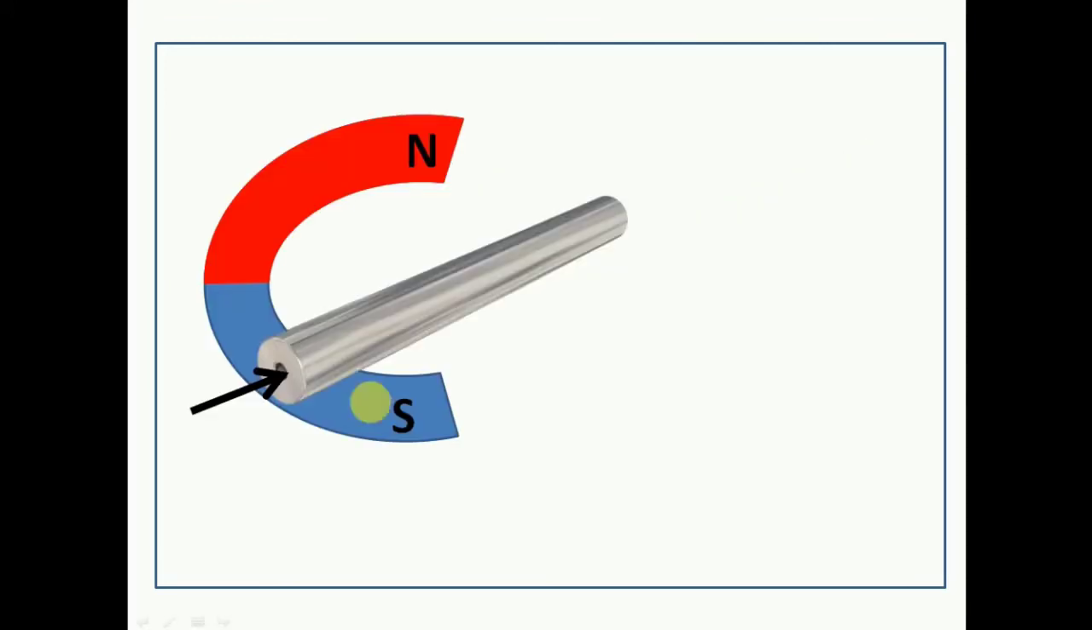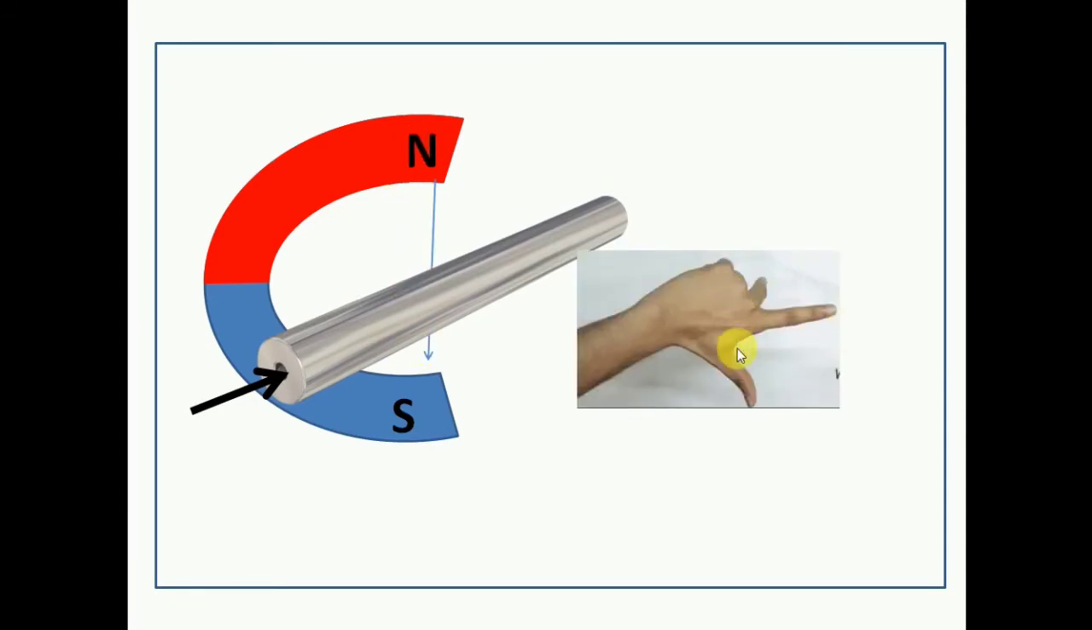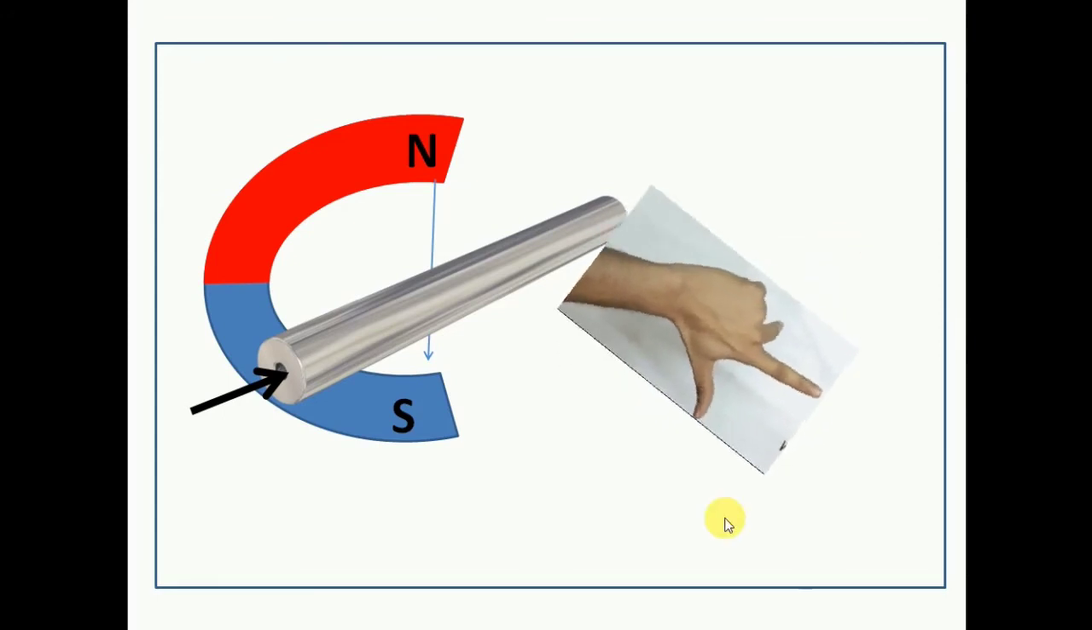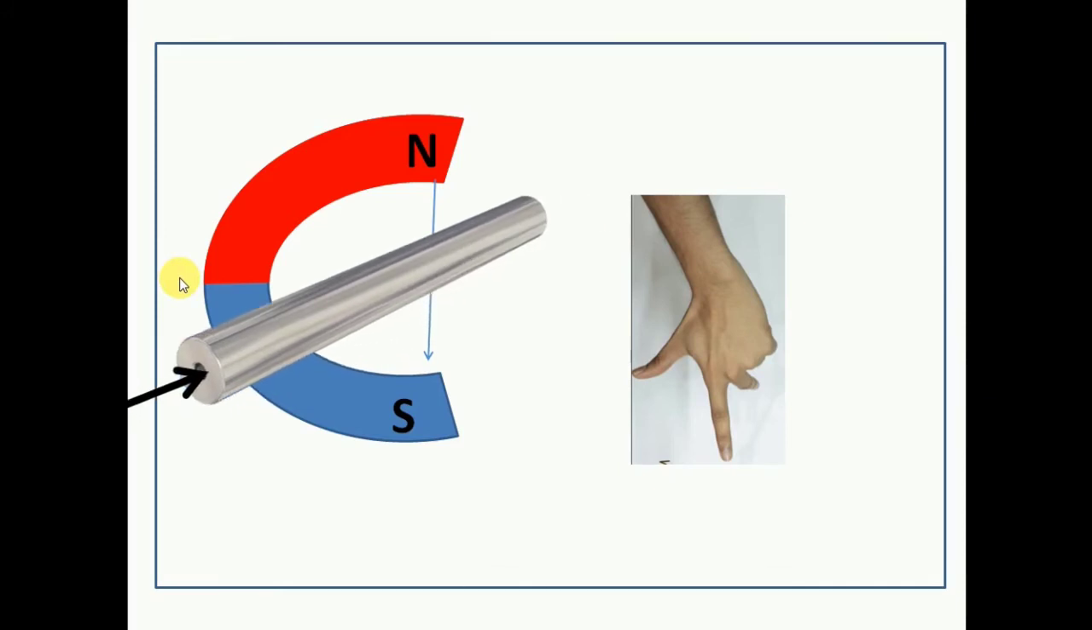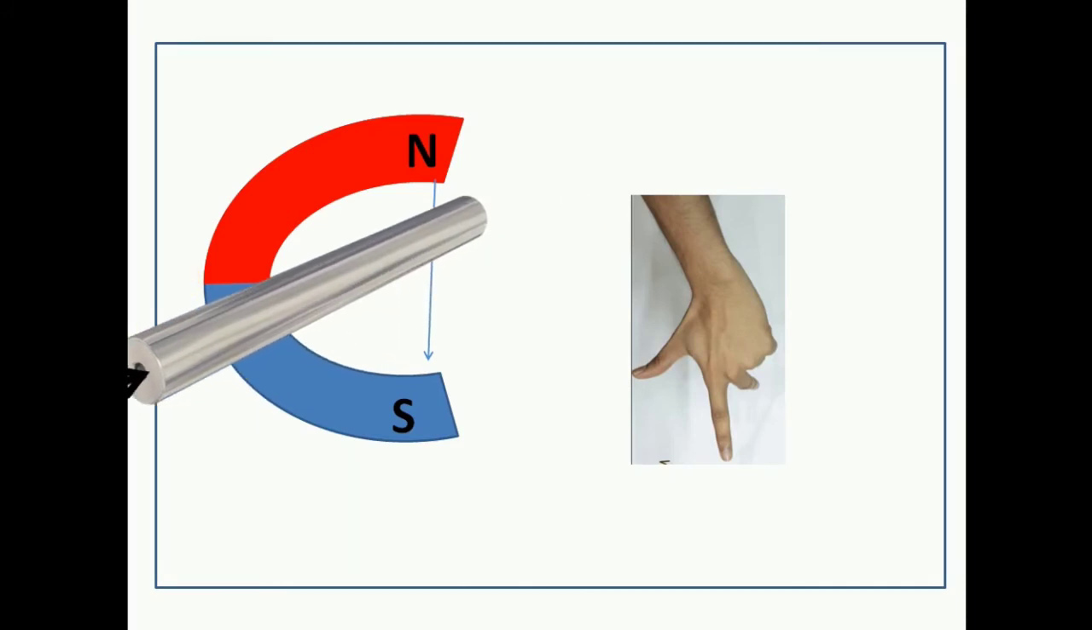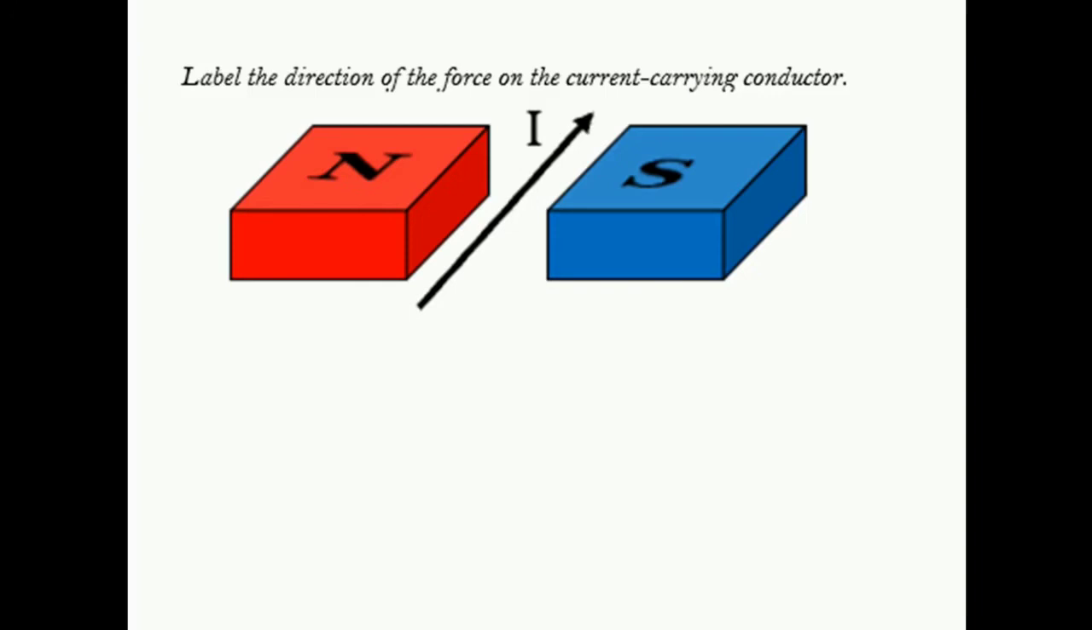Similarly in this picture, current is going in this direction, and the magnetic field is in the downward direction. So this is Fleming's left hand rule. I'll rotate my hand in such a way that the index finger shows the direction of magnetic field, that is in the downward direction, north to south, and the middle finger is showing the direction of current. Then the thumb will show the direction of force. So the direction of force is towards the left, so the conductor will move towards the left.